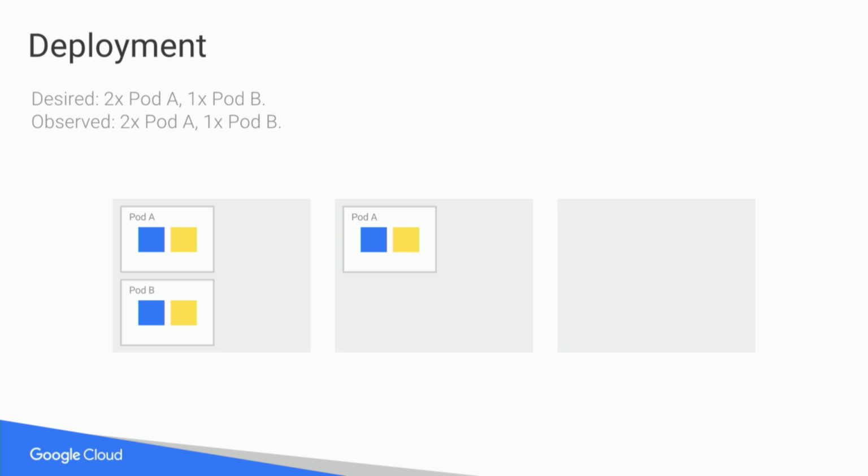So our desired state of 2 pods of A and 1 pod of B, and our observed state is the same. There's really nothing for Kubernetes to do here. We're very happy. Things are running very smoothly.